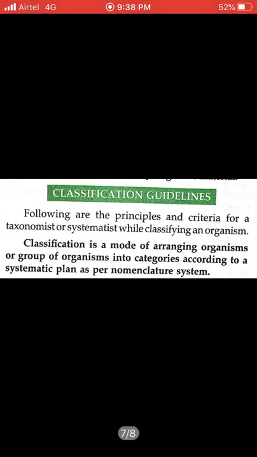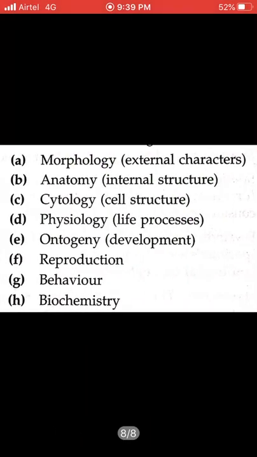Now, classification guidelines. Why should classification guidelines be there? When we are classifying things into groups, we must put some guidelines so that it becomes easy to arrange the large number of species into categories. So what are those categories? First, morphology. Keep this in your mind. Morphology means how the organism is looking. Lion looks different, rat looks different, cow looks different. So on the basis of how the organism looks, they categorize.